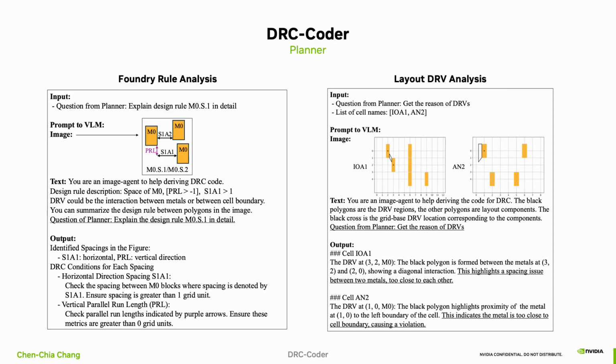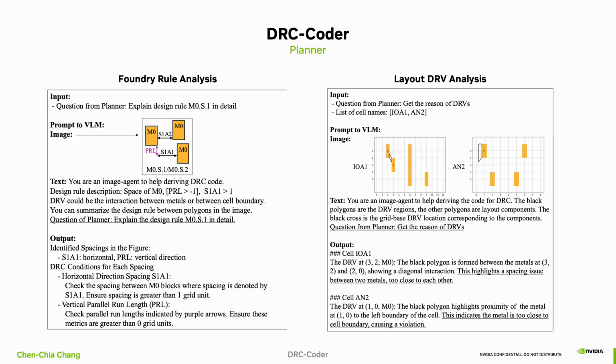And the other tool is the layout DRV analysis. The input will also have the question from the planner, and the other input is a list of the cell names that the LLM wants to look at. So in our function, we will automatically fetch the layout of these two cells, and then ask the VLM to answer the question from the planner.